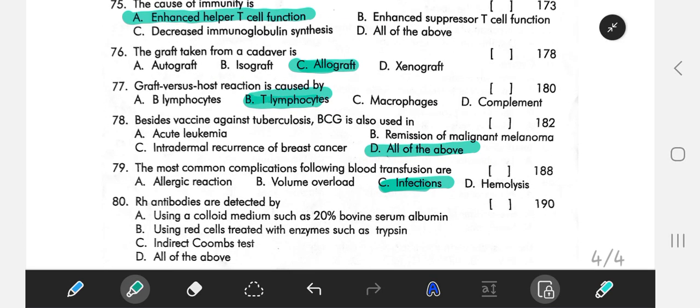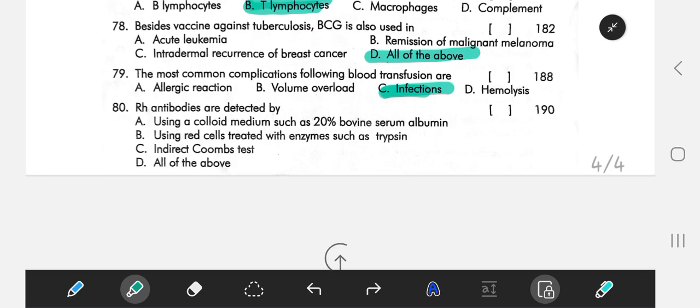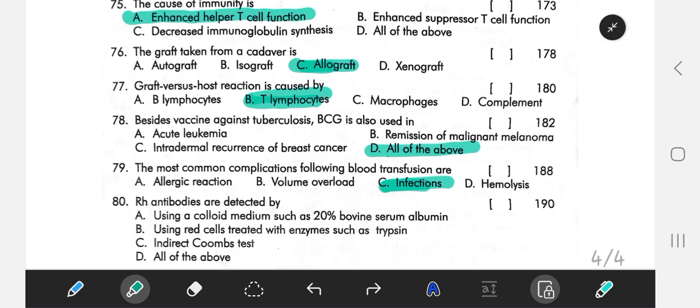And the last question. Rh antibodies are detected by option A, using a colloid medium such as 20% bovine serum albumin, B, using red cells treated with enzymes such as trypsin, C, indirect Coombs test, D, all of the above. The answer will be D, all of the above.